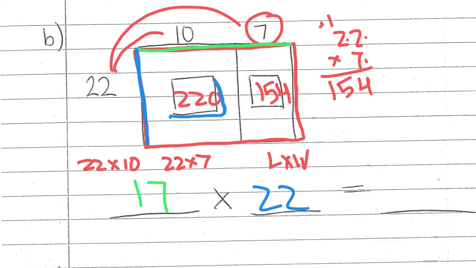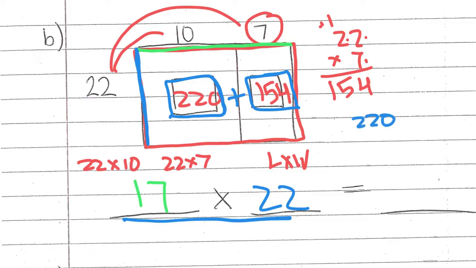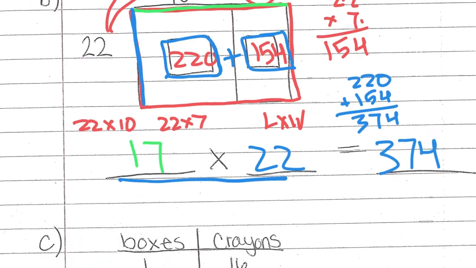Here's the area of the first equation and the second. If I combine them, I will have this answer. Okay, 220 plus 154. Here's my 4. Here's my 7. Here's my 3. The answer is 374. That is my combined area for the whole rectangle. There's a lot going on there.